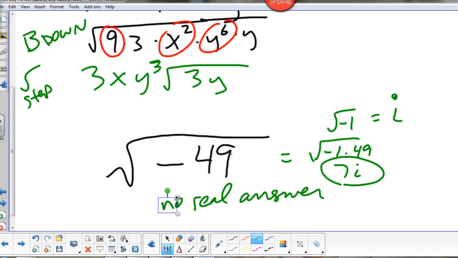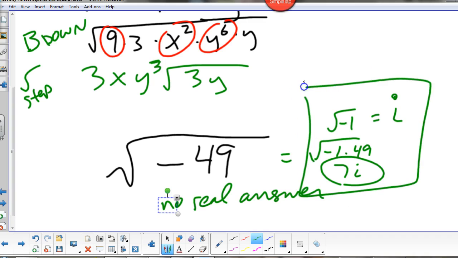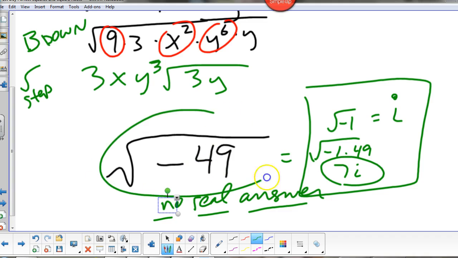We're not going to be dealing with this, so you do not need to know this, but that is going to be something for algebra 2. So there's not a real answer. Our answer in 7th grade pre-algebra, dealing with rational and irrational or real numbers, is that there's no real answer to that expression.